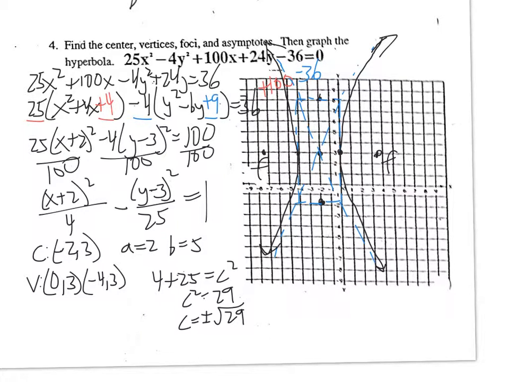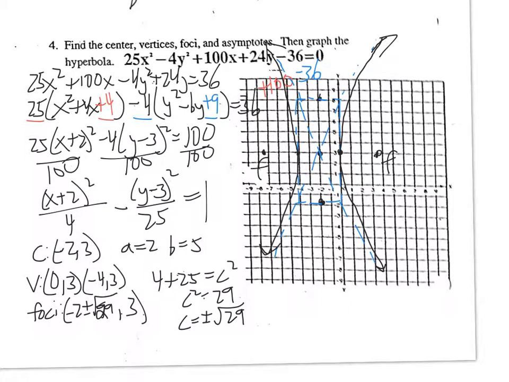But I want to state those ordered pairs. So the foci from the center point, we're going left and right, so we're changing the x value. It's going to be -2 plus or minus square root of 29, comma 3.